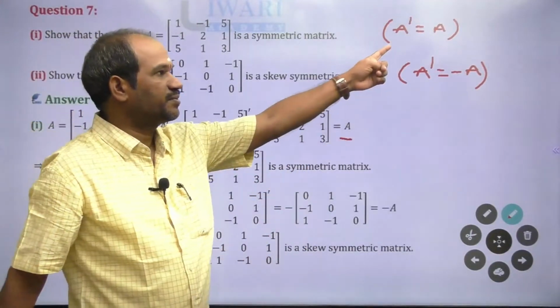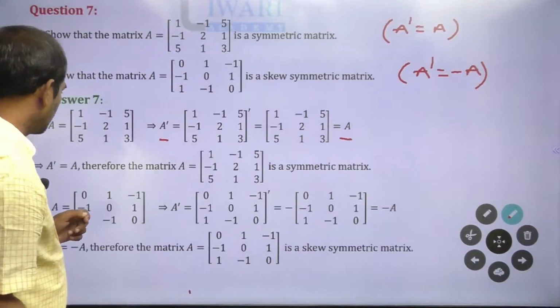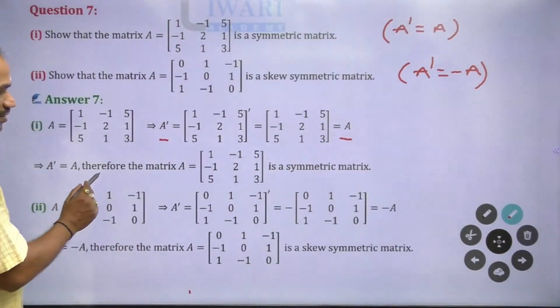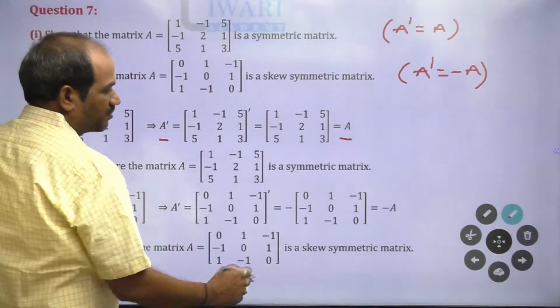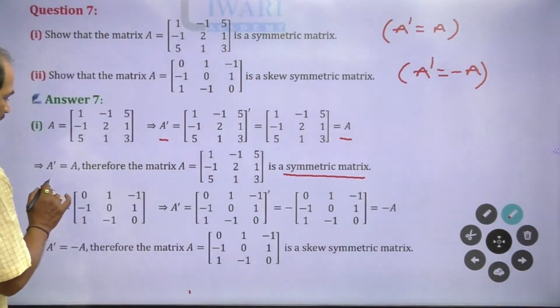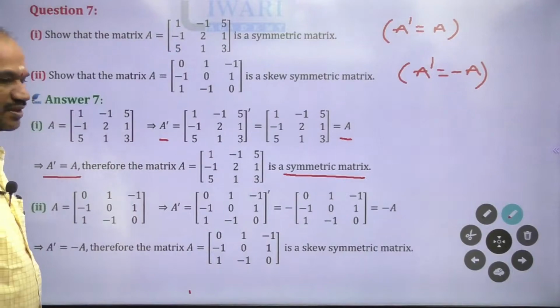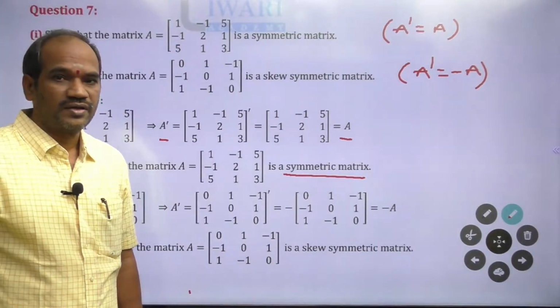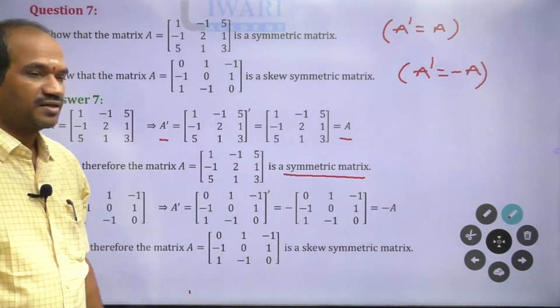This condition is satisfied. Therefore, A dash is equal to A, and the matrix A is a symmetric matrix. The condition A dash is equal to A is satisfied. So A is a symmetric matrix.